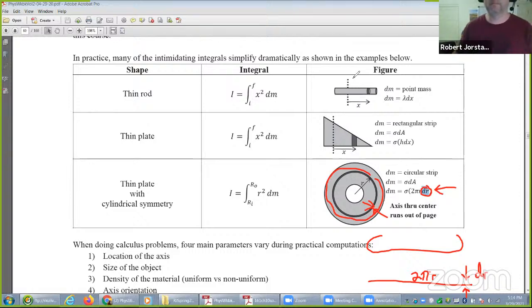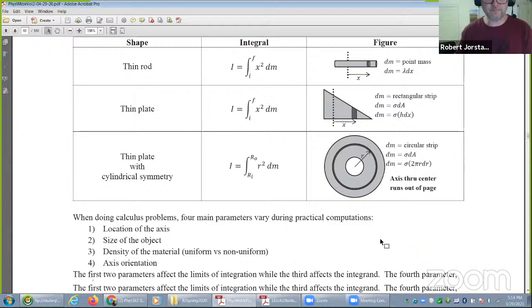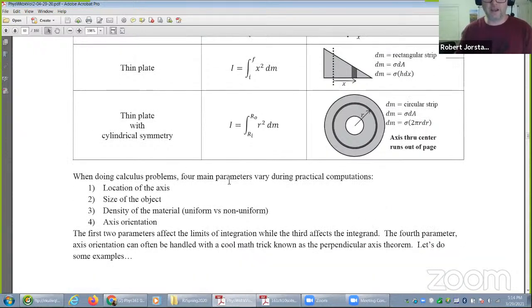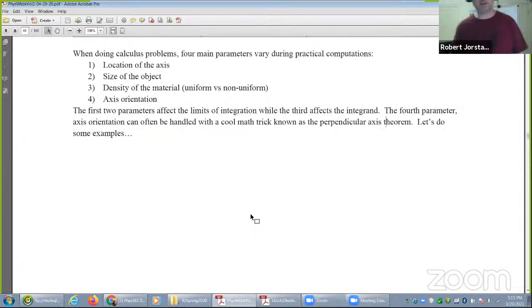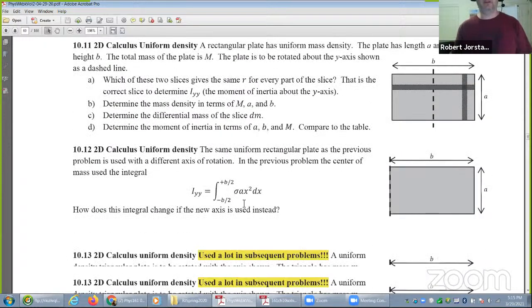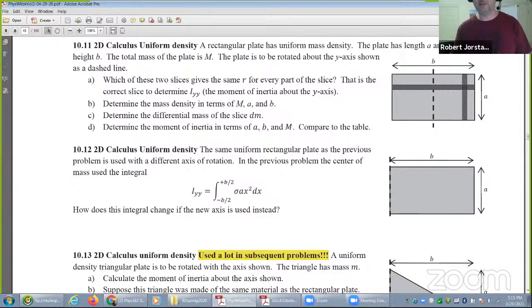All right. We're going to do the calculus in a minute here. But here are 4 main parameters that vary during practical computations: the location, the size of the object, the density, is it uniform or is it non-uniform? And the axis orientation. Always think about that. The first two parameters affect the limits. The third affects the integrand, what you put inside for lambda or sigma. Would you put in a uniform or non-uniform? And the fourth parameter, let's worry about that later. That's the hardest. Okay. Look at 10.11, people. Page 61.